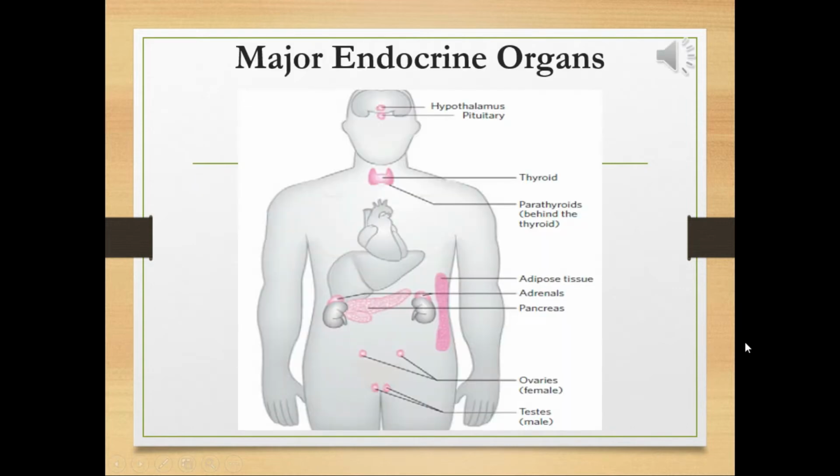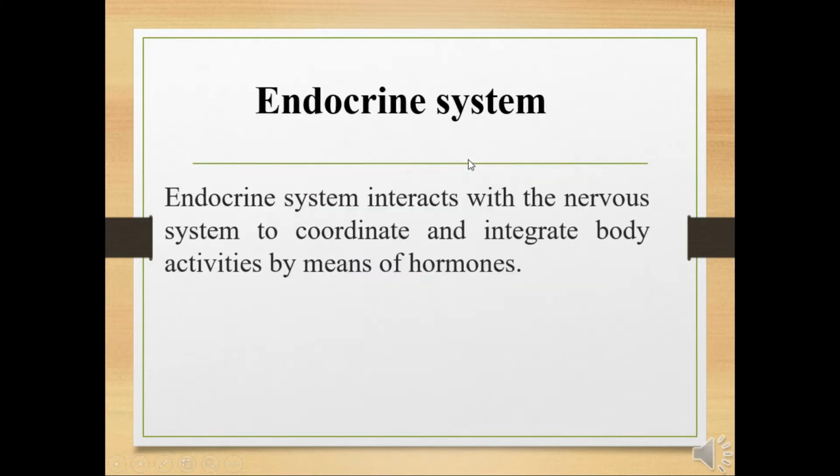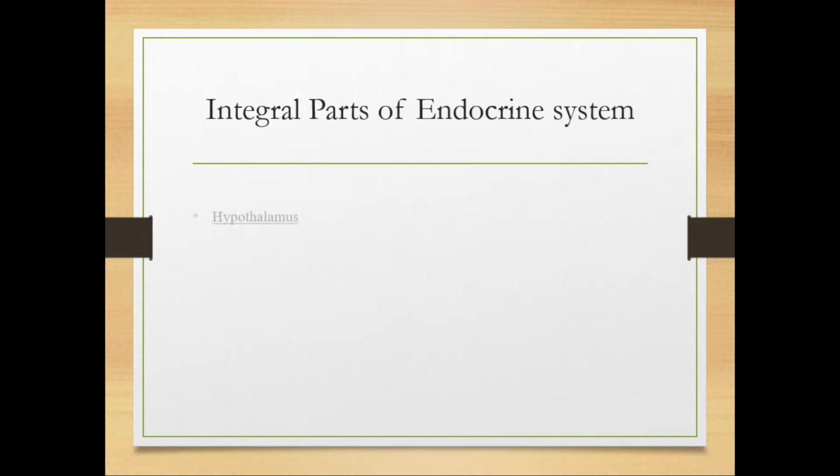The diagram shows major endocrine organs. For example, here we can see the location of the hypothalamus just situated slightly above the pituitary gland. So, next is the pineal body. The pineal body is located below the corpus callosum, in the middle of the brain. It produces the hormone melatonin, which helps the body to sleep.